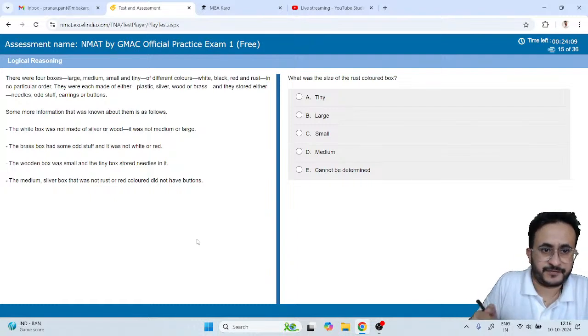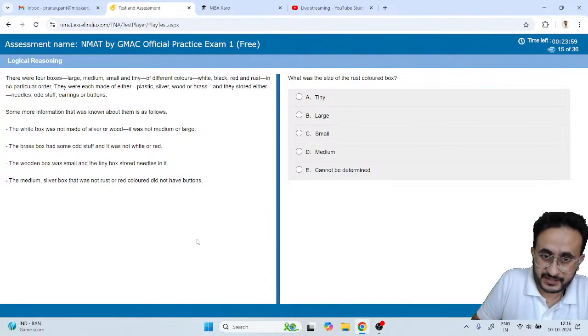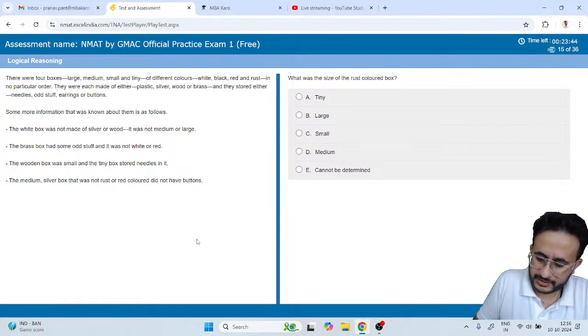So we have four items: large, medium, small, and tiny. And then they have different colors: black and white, red and rust. Okay, plastic, silver, wood, glass, and needles, odd stuff, earrings, or buttons.